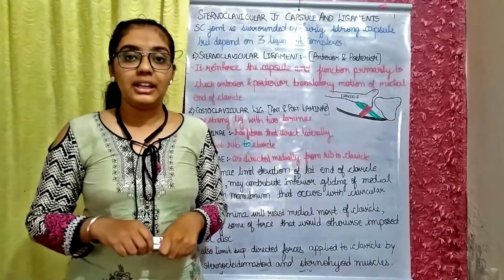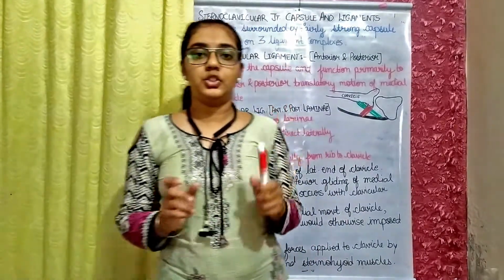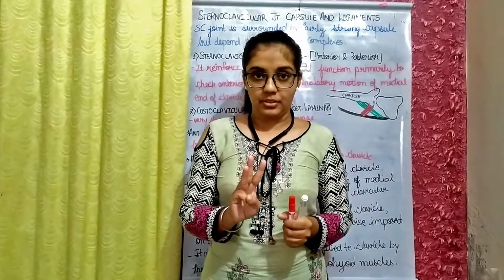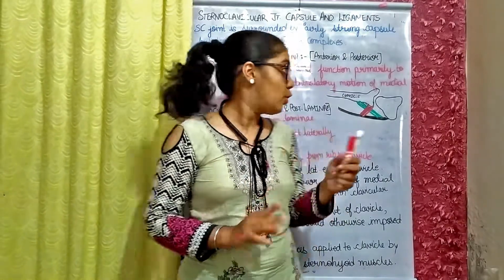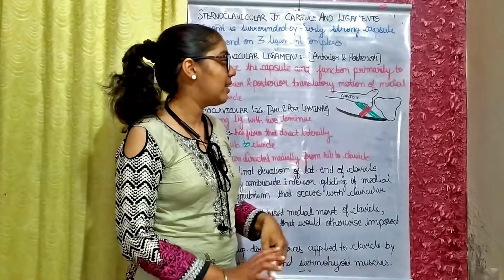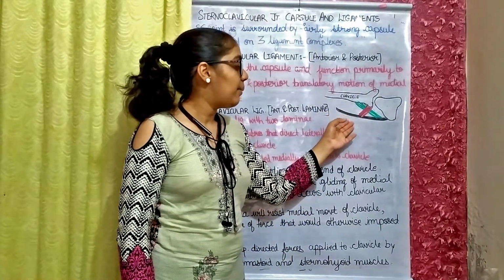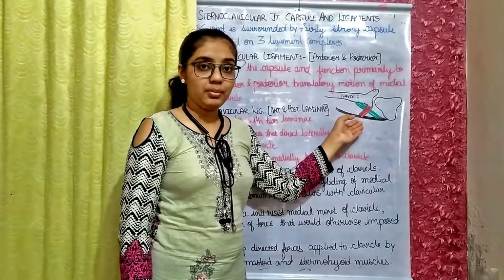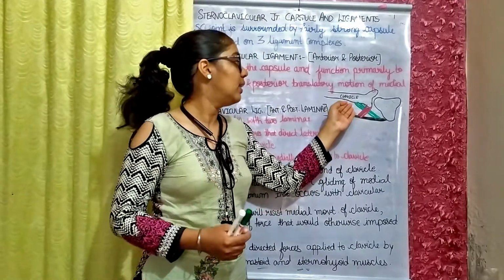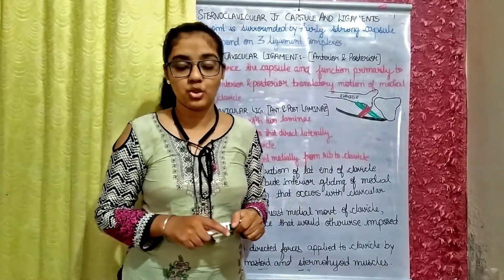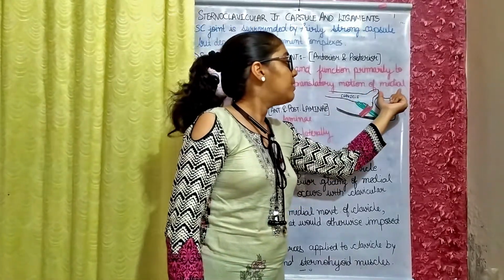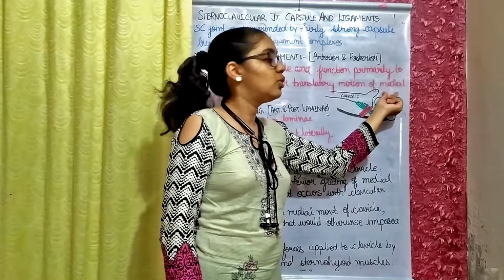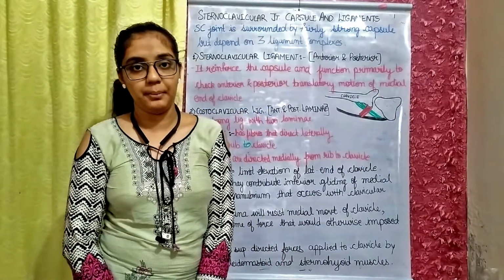As I taught earlier, in the sternoclavicular joint there are three basic ligaments. One is the sternoclavicular ligament, anterior and posterior. The second one is the costoclavicular ligament. As the name suggests, this ligament is present between the costal, meaning the first rib, and the clavicle. And the third one, the ligament present between the two clavicles, is known as the interclavicular ligament.